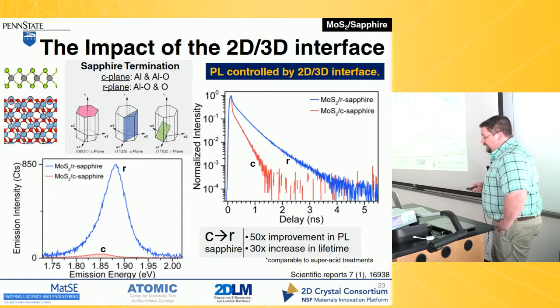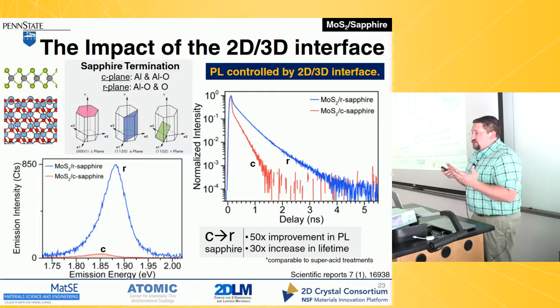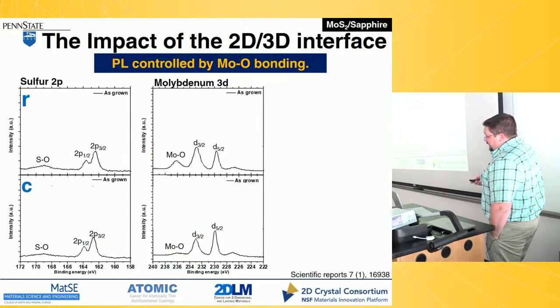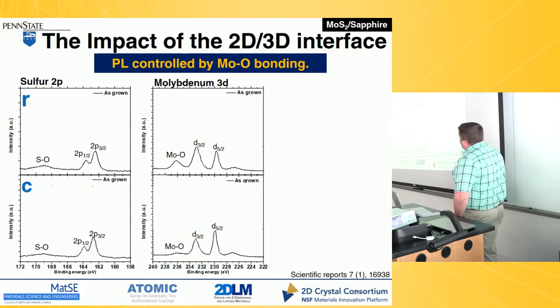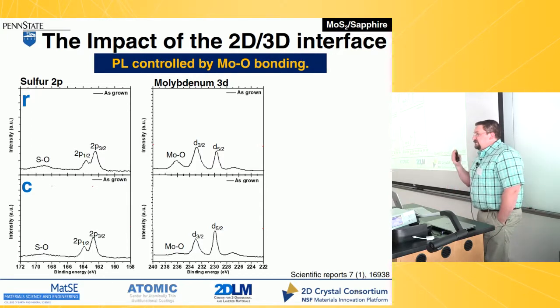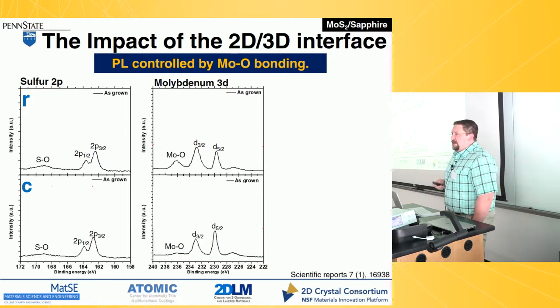So we wanted to better understand this because we can do this on wafer scale if we want to. We grow 2-inch wafers in 2DCC, no problem. Because I'm a material scientist, we looked at the chemistry. This is XPS, sulfur here, molybdenum here, R-plane at the top, C-plane at the bottom. This is post-growth, and what you basically see is that these all look kind of similar except the molybdenum-oxygen bonding in the R-plane sapphire. So this gives us a clue that the molybdenum-oxygen bonding is much stronger in the R-plane sapphire, therefore that might be leading to this increase in the photoluminescence.